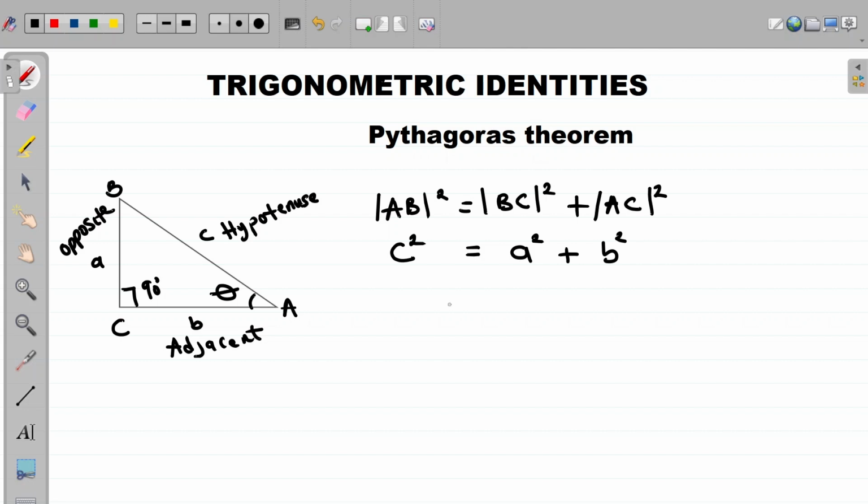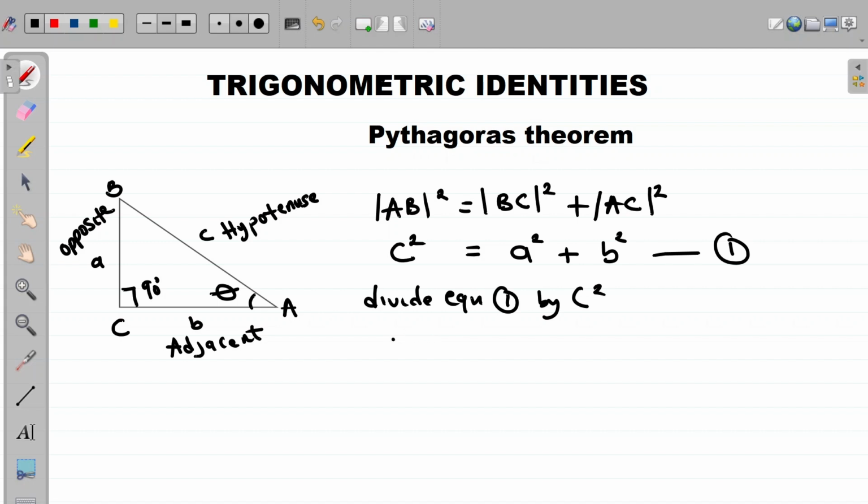Now, from here, we can name this equation 1. Now, let us divide equation 1 by C squared to obtain other trigonometric identities. So, divide equation 1 by C squared.